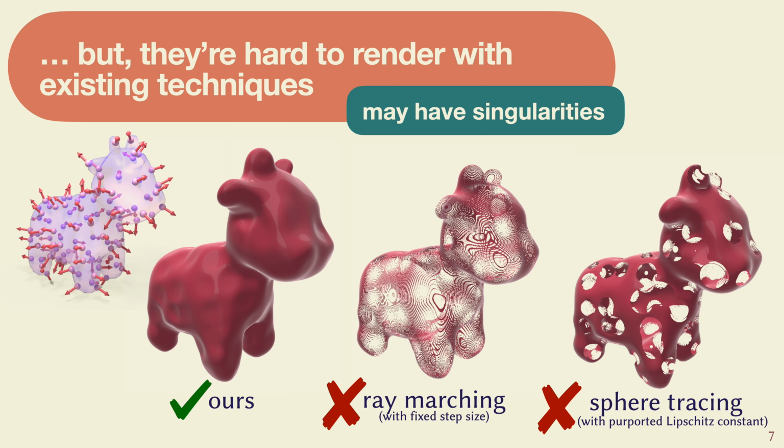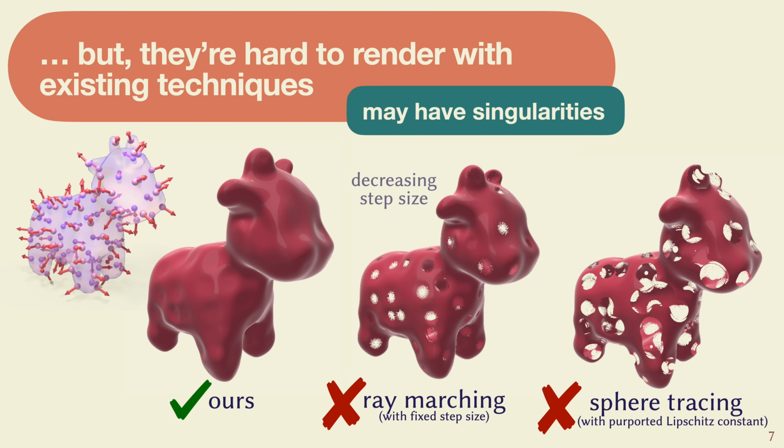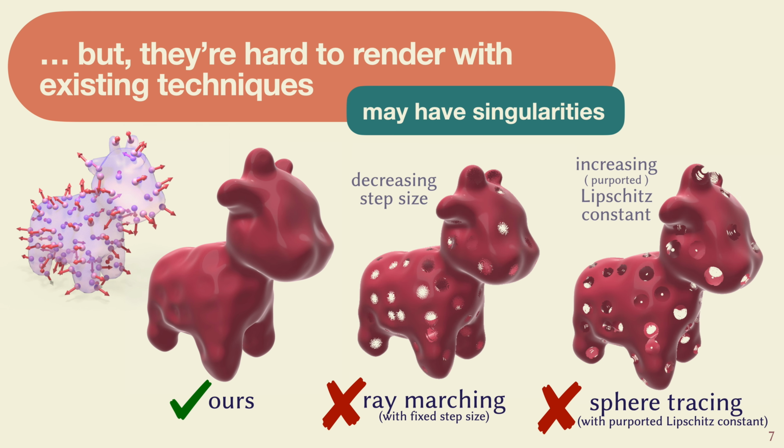And of course you can try to fix this by decreasing your step size in ray marching, or increasing your purported Lipschitz constant in sphere tracing, and this may make things a little better, but it doesn't really fix the underlying issues, and so it still leaves us with these big holes in the surface around the singularities.